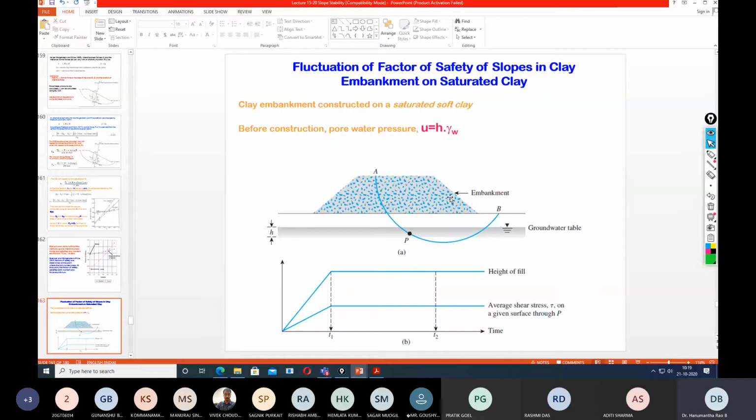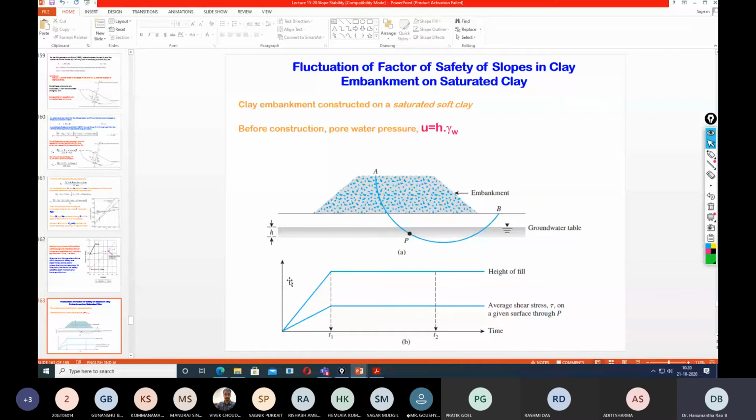the soil is under undrained condition. So when the soil is under undrained condition, the friction angle is 0. So this is the fundamentals. So once CU, okay, that is CU.